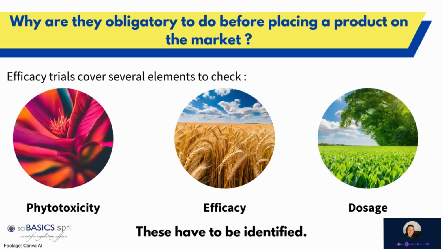Before we dive into the technical details of how, where, and when the trials are done on which products, let's first look at why they are obligatory to do before placing a product on the market, and therefore let the growers use them to, for instance, produce crops for food for us and the farm animals we raise. Efficacy trials actually cover one other very important element, which is, for instance, phytotoxicity. Because a product might work well on a given plant, but on other plants of a different species, signs of toxicity might appear. These have to be identified.